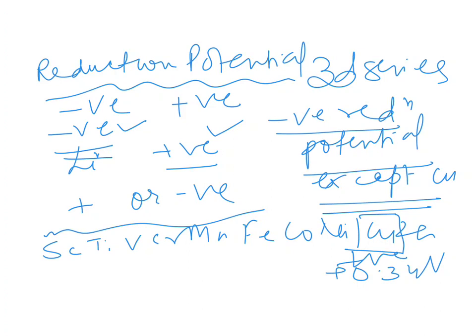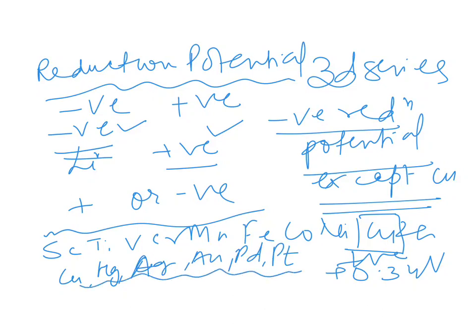Next, some of the metals like copper, mercury, then Ag, Au, Pd, and platinum do not evolve hydrogen from acid. Why? Because they are noble metals, they are inert, and they do not participate in the reaction. That's why they are all noble metals.